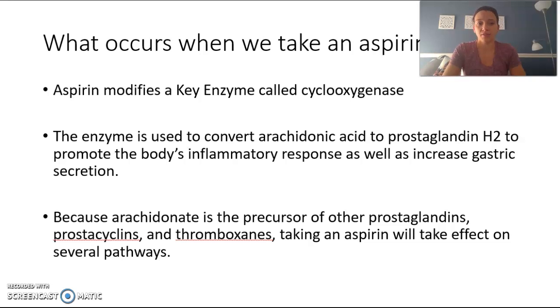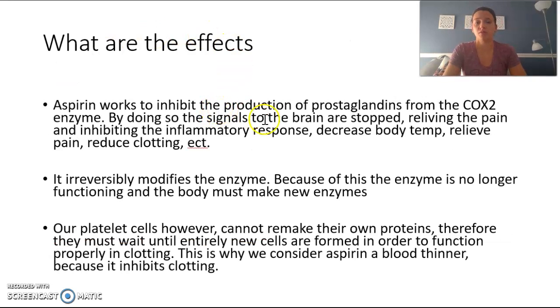So when we take aspirin, aspirin works to inhibit the production of prostaglandins from the COX2 enzyme that I just explained before. By doing this, it signals the nerves to stop sending pain responses to the brain. It also relieves pain, and it inhibits the inflammatory response. It decreases body temperature, and it also reduces clotting. It is an irreversible modification of the enzyme, and because this enzyme no longer functions, the body must make new enzymes.